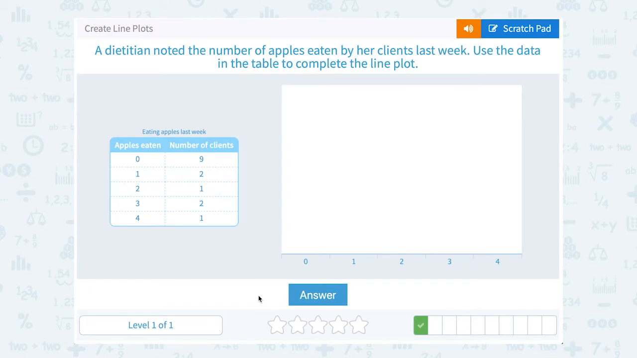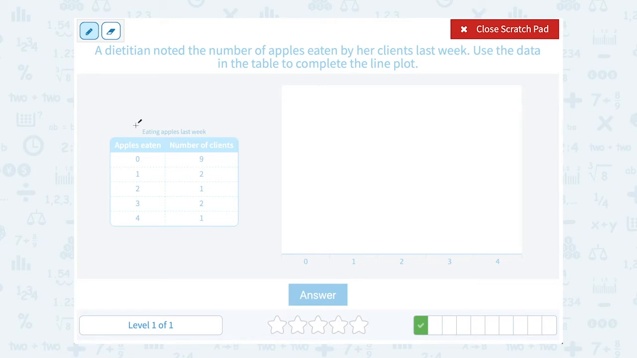A dietitian noted the number of apples eaten by her clients last week. Use the data in the table to complete the line plot. Okay, and the clients ate either 0, 1, 2, 3, or 4 apples. Notice we see those numbers across the bottom. So these numbers would represent the number of apples.